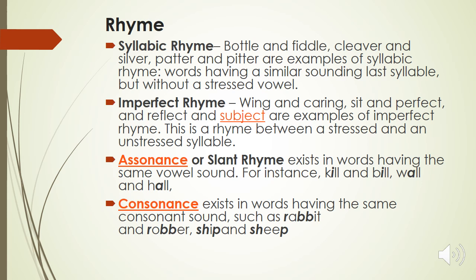Next is the assonance or slant rhyme. It exists in words having the same vowel sound. You have already heard about this and you already know about this. For instance, kill and bell, wall and haul or ball, shake and bake, and so on. Okay, and then goes the consonant rhyme that exists in words having the same consonant sound, such as rabbit and robber, ship and sheep.